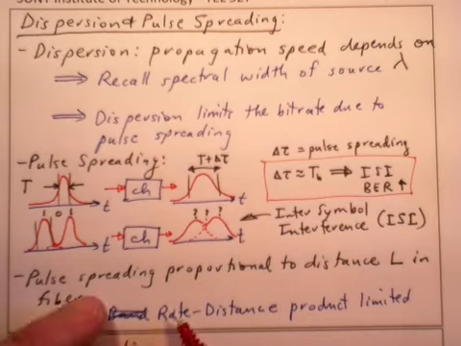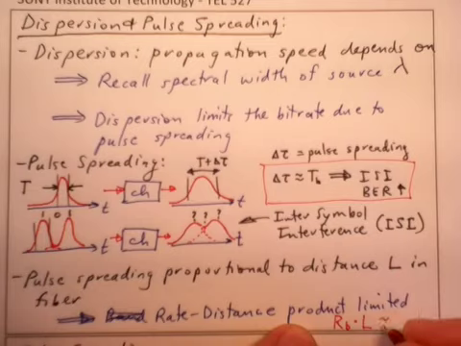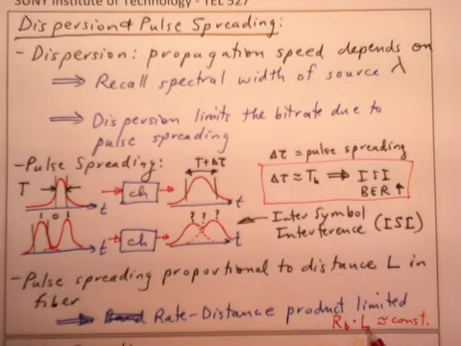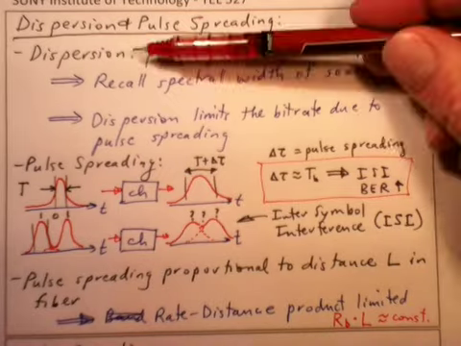It turns out that pulse spreading limits the rate distance product of our fiber. Okay, and so we have a bit rate R_B times L is more or less a constant. So we can either have a high bit rate over a short distance or a long distance with a lower bit rate. Okay, so there's a trade-off between bit rate and distance propagated in the channel, and that's a result of signal dispersion.